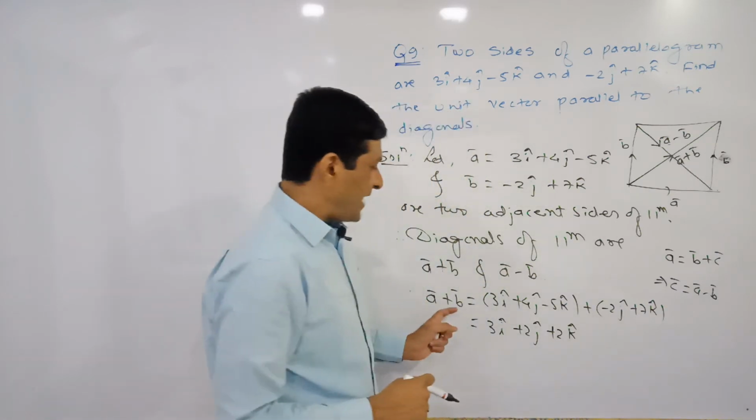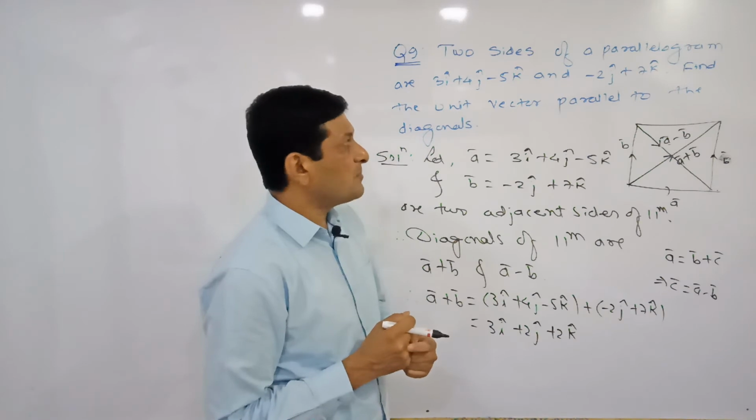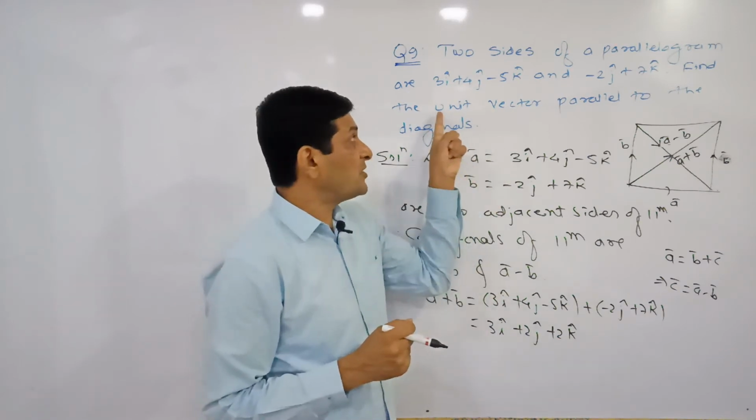Now once the value of A bar plus B bar is known to us, we will find the magnitude, because we have to find the unit vector.